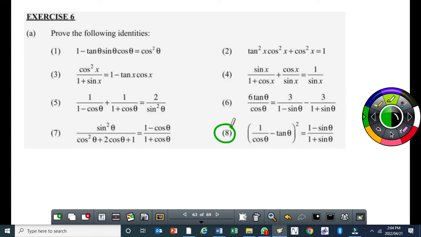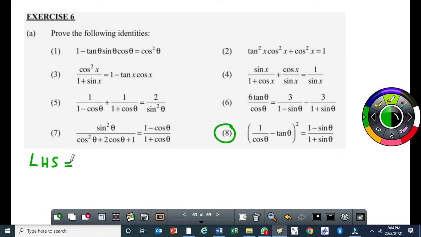Number 8 is very simple. Obviously you have to convert the tan to sine over cos first. Okay, so the left-hand side is much better to simplify, but it can also be simplified from the right-hand side. Okay, so those of you who had issues, I'm going to do it from either side. So let's start with the left-hand side first.